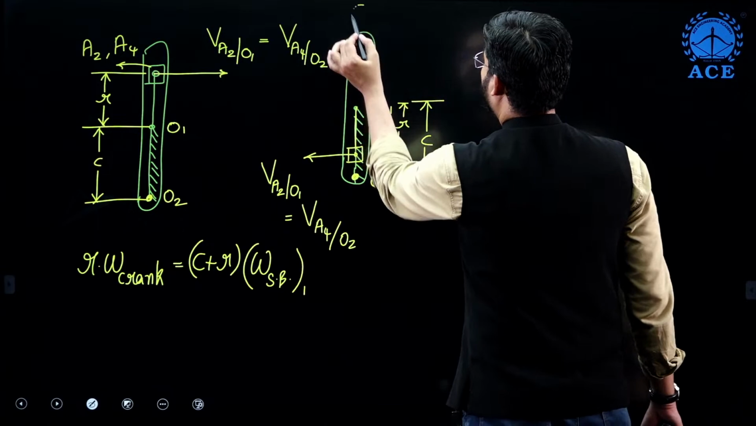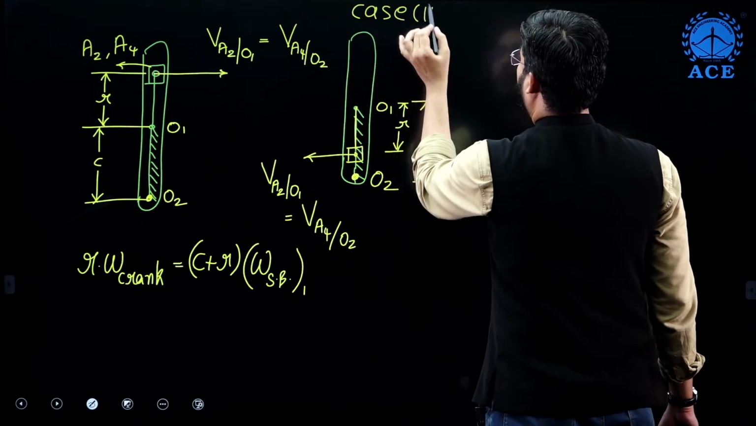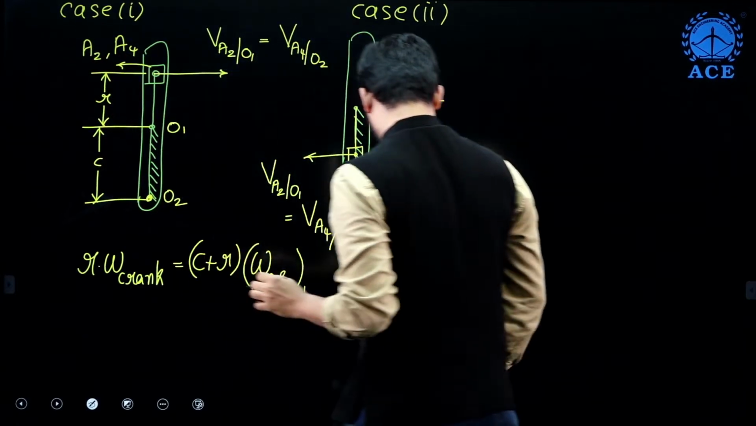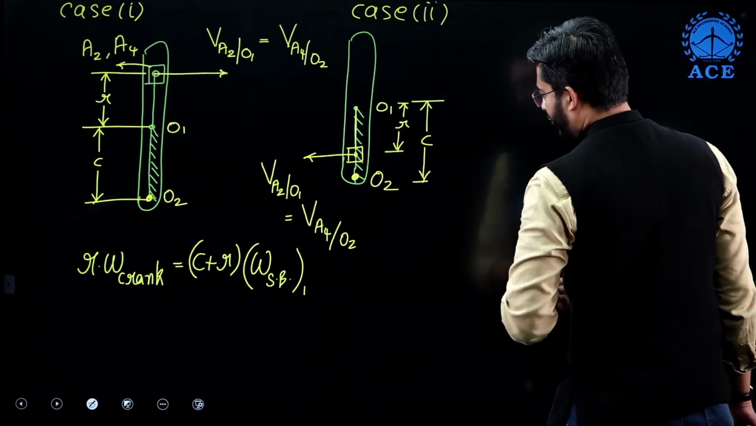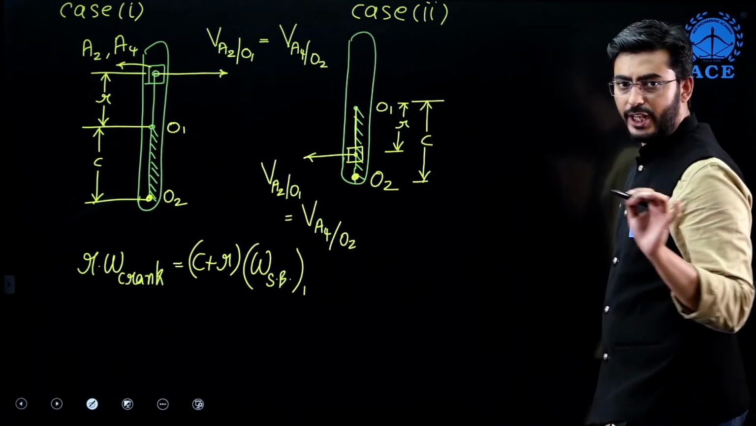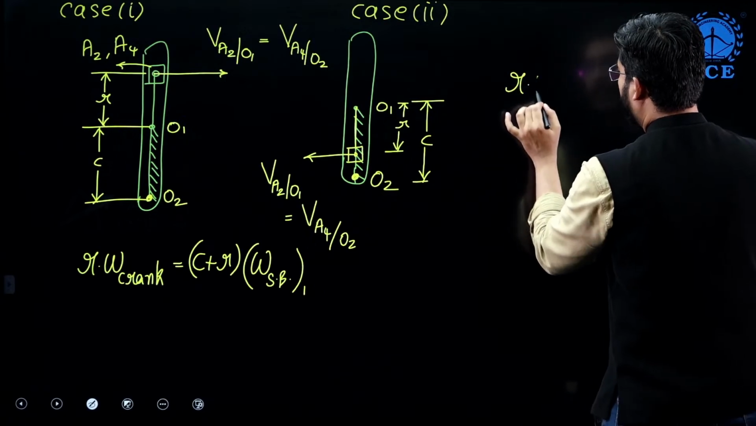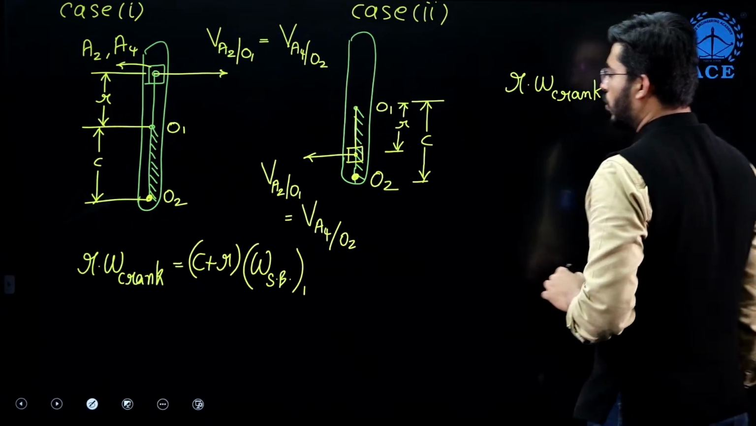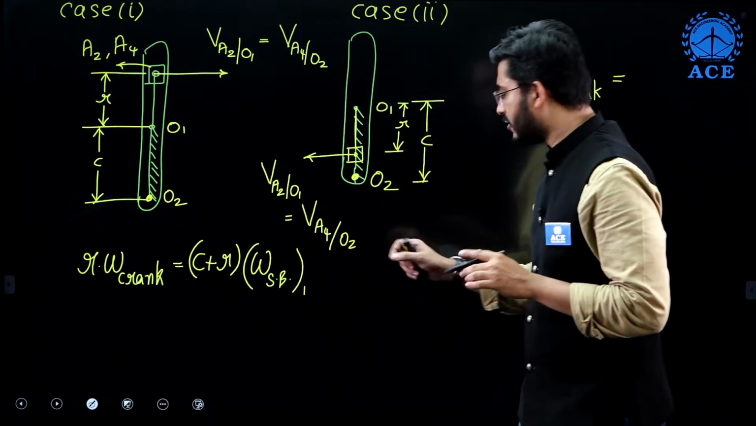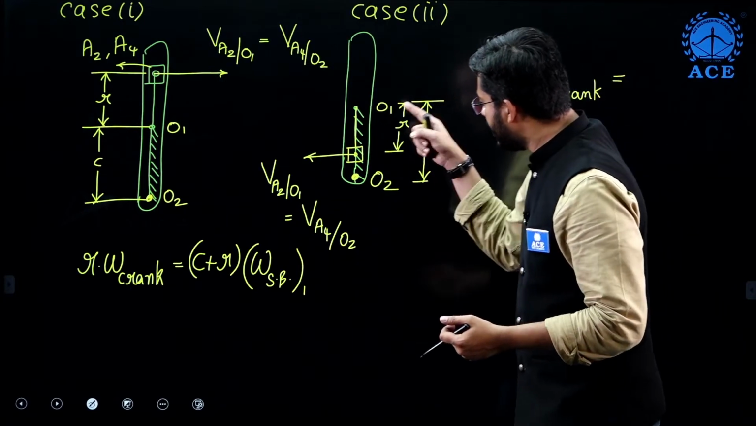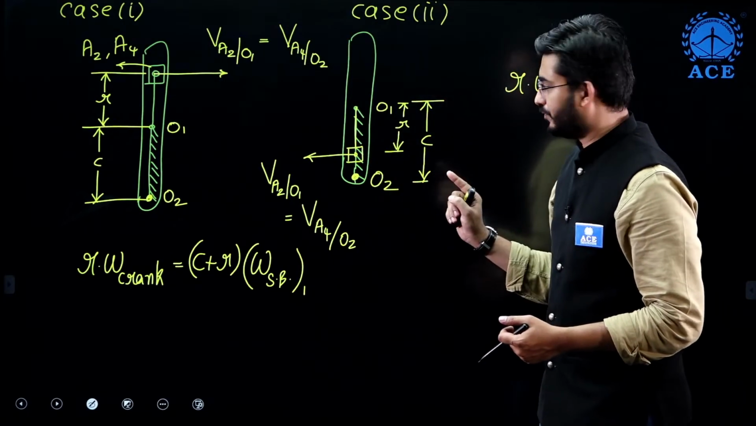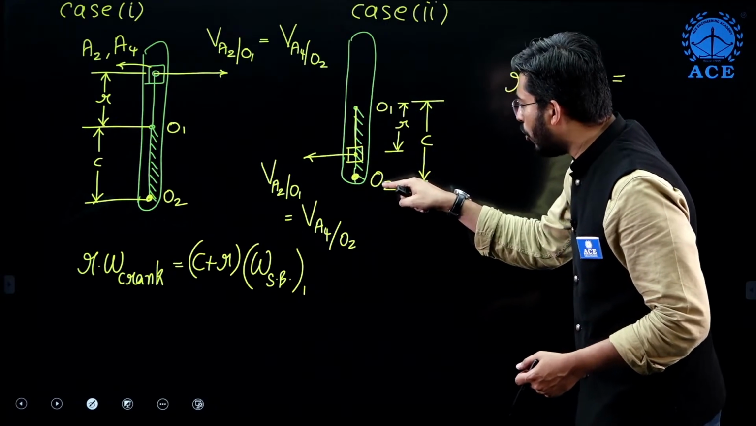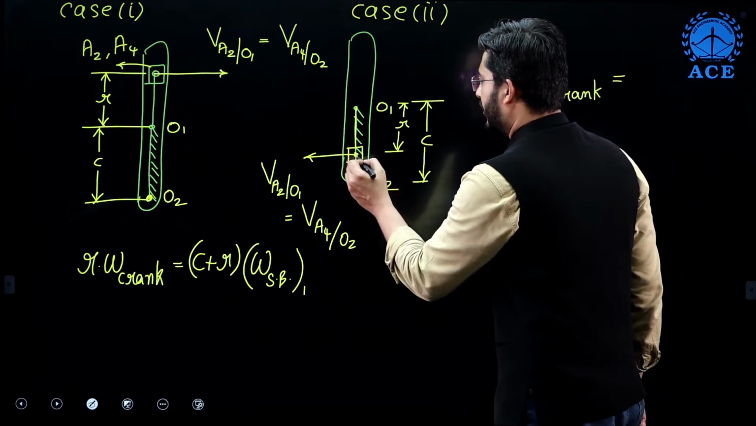Similarly, this is case 2, guys. I need to rename this, and this is case 1. In case 2, if we try to solve, the velocity of A2 with respect to O1 is R times omega of crank, which is equal to the velocity of A4 with respect to O2. A4 is on the slotted bar and it is very near to O2. Distance between O2 and A4.